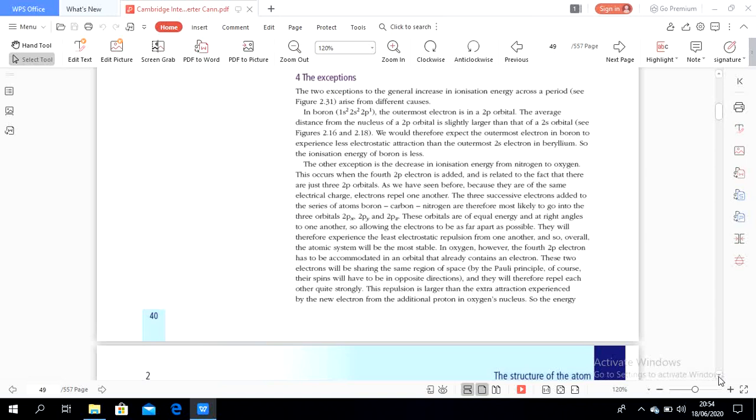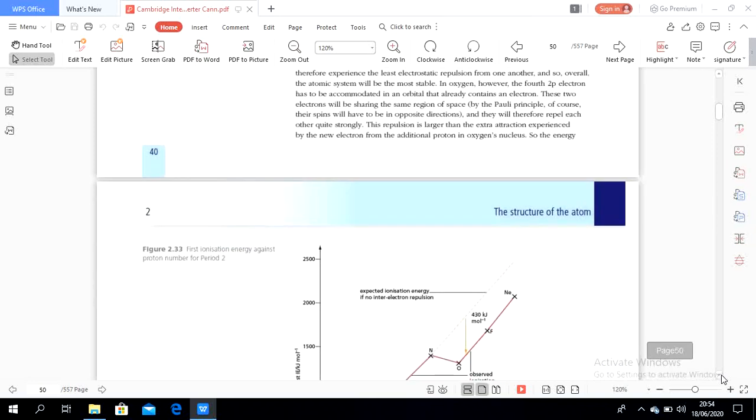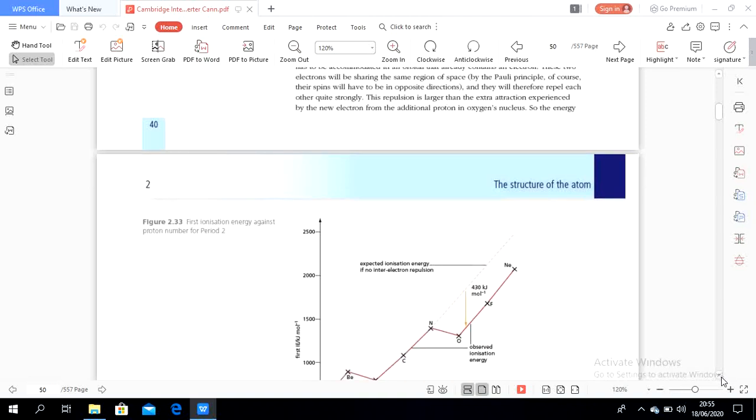The other exception is the decrease in ionization energy from nitrogen to oxygen. This occurs when the fourth 2p electron is added. Okay, let's see this one, nitrogen and oxygen. If you write the electronic configuration of nitrogen and oxygen by subshell, you will see the reason much better.